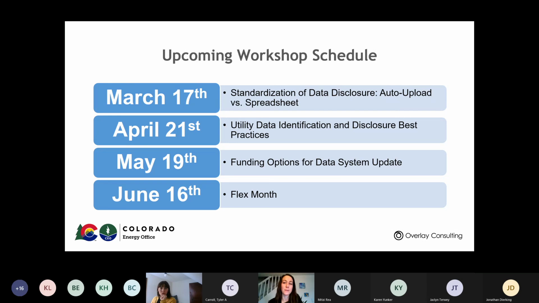And then in terms of our follow-ups, we'll dig into more of how to identify that data, best practices for disclosure, funding options, data system options, and then June 16th is still flexible. Open to recommendations from any of you on what you want to see and what would be helpful to discuss that month. So that's what's coming up on the radar for us over these next few sessions. Any other questions today?